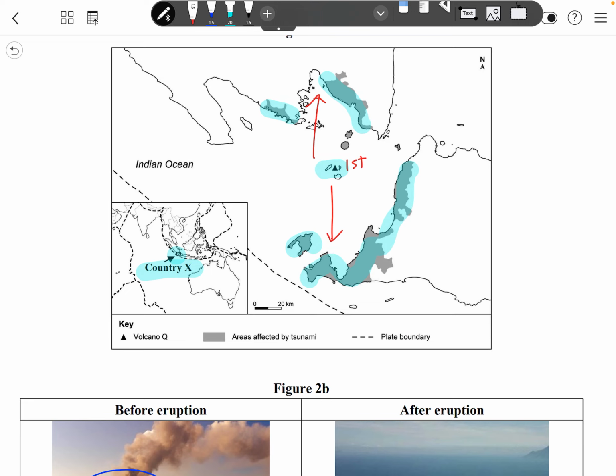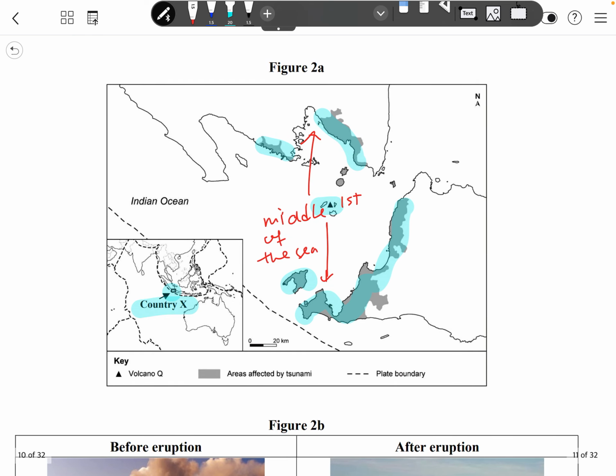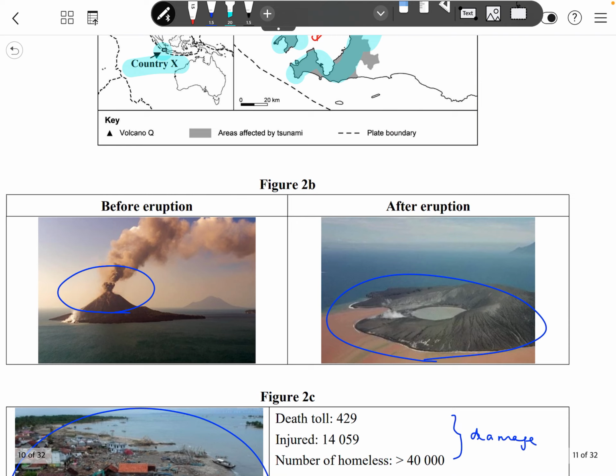So you can see the volcano is in the middle of the sea. So very important, this is from figure 2A, the location, middle of the sea. Then why does it affect the surrounding area? As I mentioned before, you should look at the picture carefully. In figure 2B, so there's an eruption. If this is a normal eruption, it won't cause a tsunami.